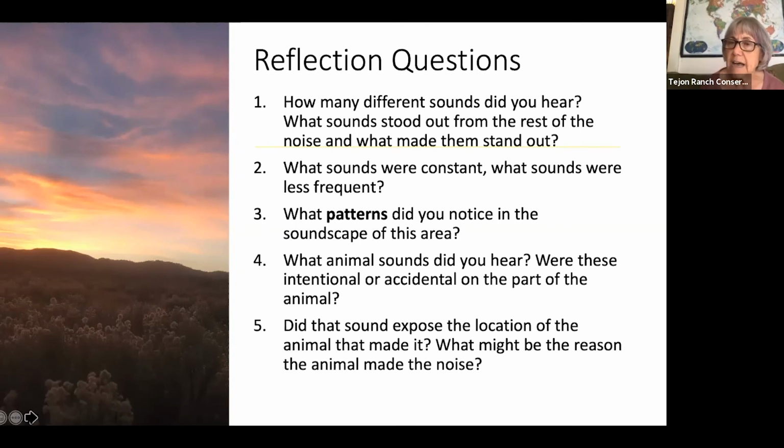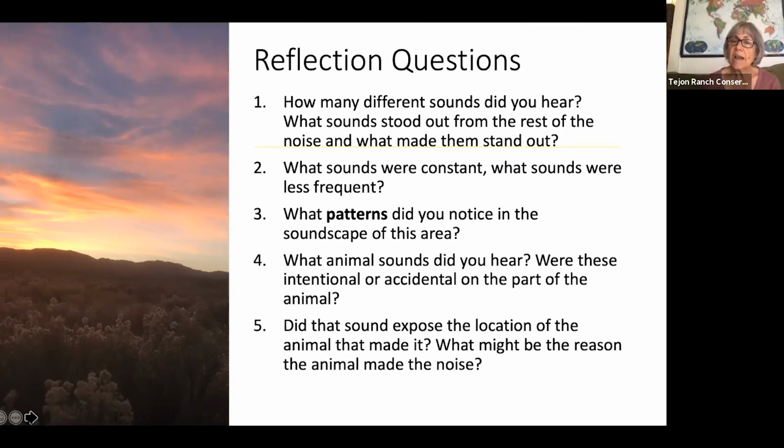How many different sounds did you hear, and what sounds stood out from the rest of the noise? What made them stand out? Remember, loudness isn't necessarily the reason you hear something. There may be something else that's distinctive. What sounds were constant and what sounds were less frequent? What patterns did you notice in the soundscape of the area?